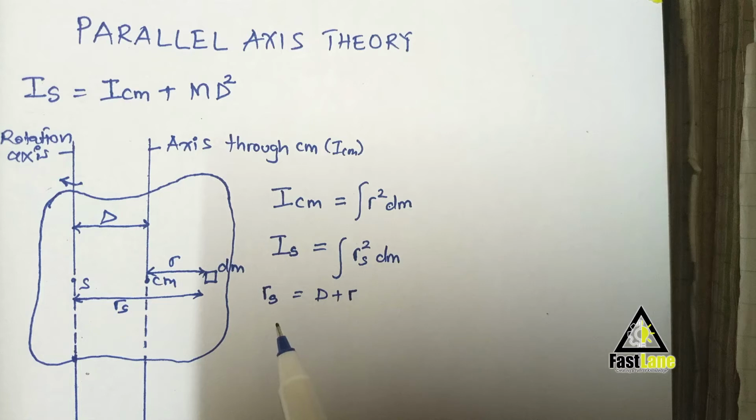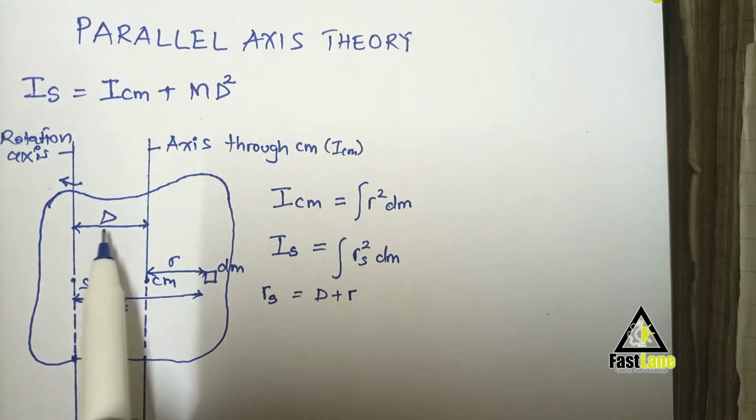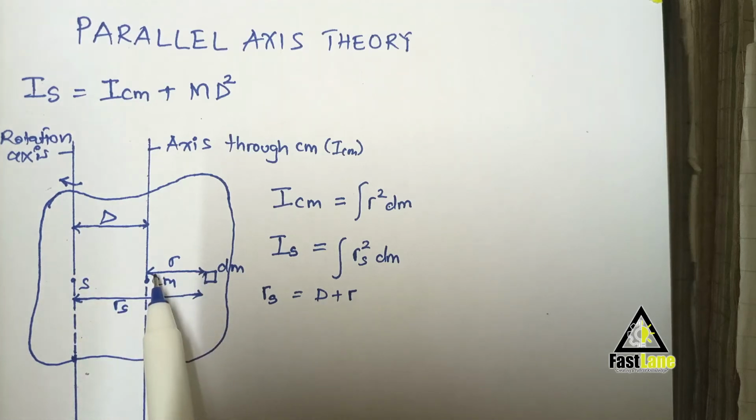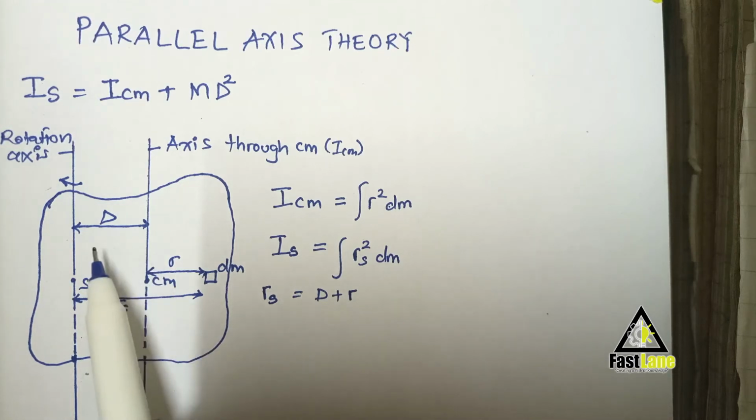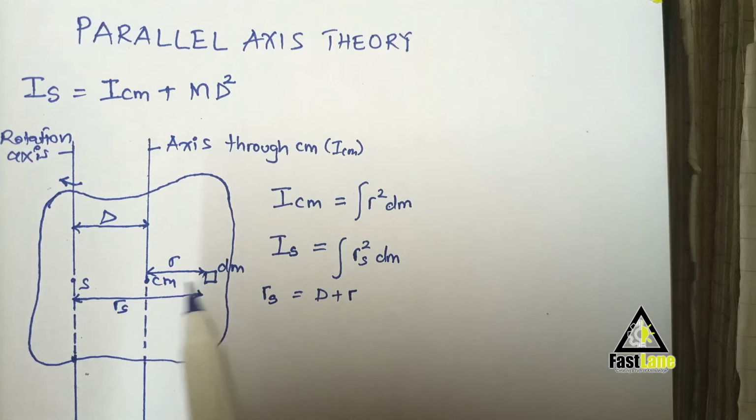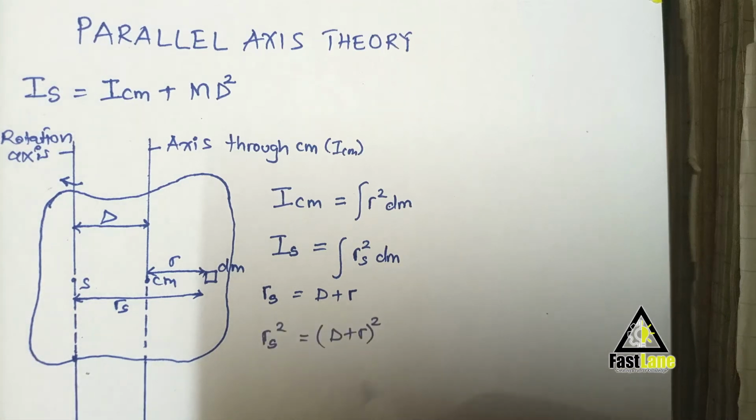On our shape, we can see that r_s, the perpendicular distance from the element dm, is given by the distance between the two parallel axes, d, plus the perpendicular distance between the axis through the center of mass and the element dm, meaning that for us to get r_s, we have to add d plus r, whereby d is the distance between the two axes and r is the perpendicular distance between the element dm and the axis through the center of mass. On squaring both sides, r_s squared equals d plus r, the whole thing squared.